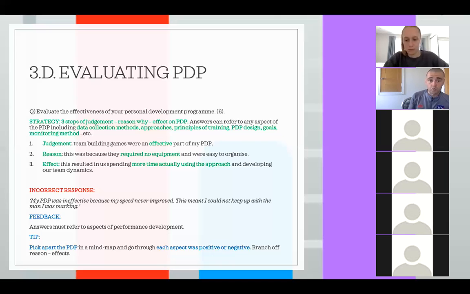So the second sentence is, well, why is this? Give me a reason for that. This is because team building games required no equipment and it was easy to organise. Okay, so that's a reason. But now I need the effect that had. What is the effect that having no equipment had in the PDP? The effect must be in the PDP. It's not about performance, it's about the PDP, the training program. That's a big thing to distinguish. The effect is on the PDP.